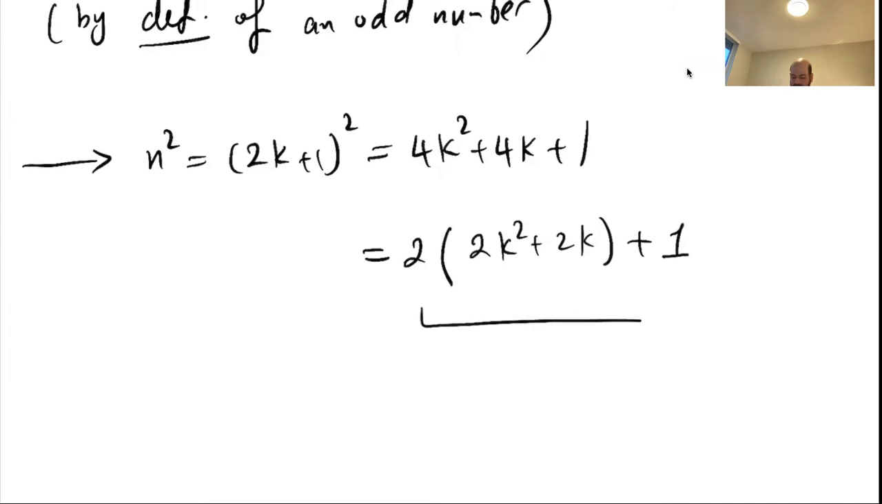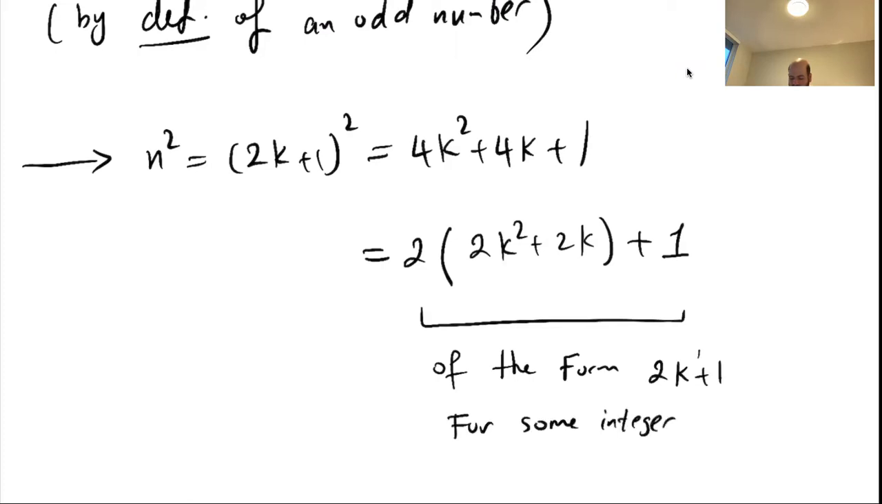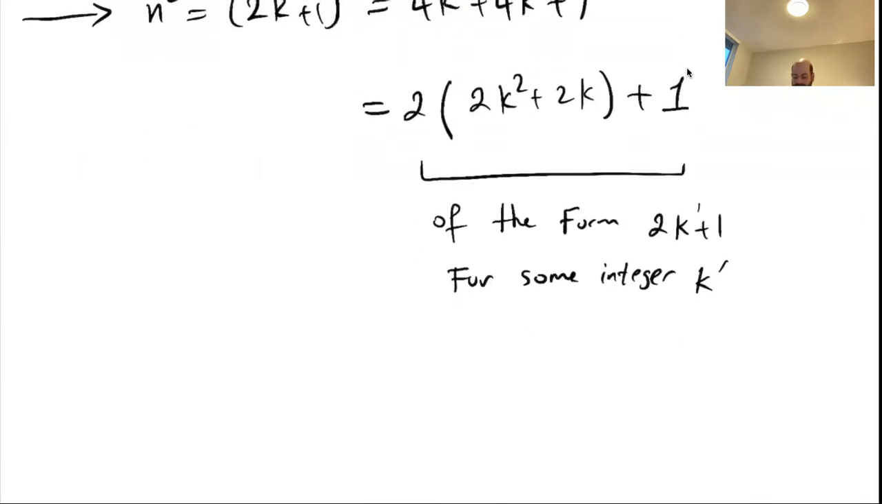So this is of the form, let's say, 2k prime plus 1 for some integer k prime, right? See, if k is an integer, 2k squared plus 2k is also an integer. So I still have 2 times an integer plus 1. 2 times an integer plus 1, again, by definition, means it's an odd number. So that means n squared is odd.